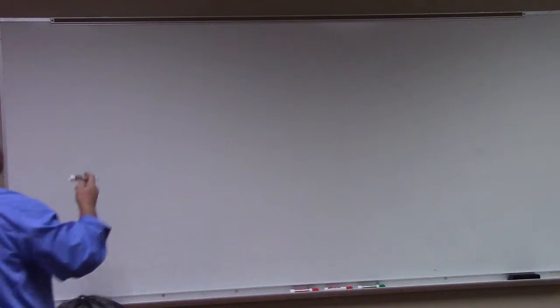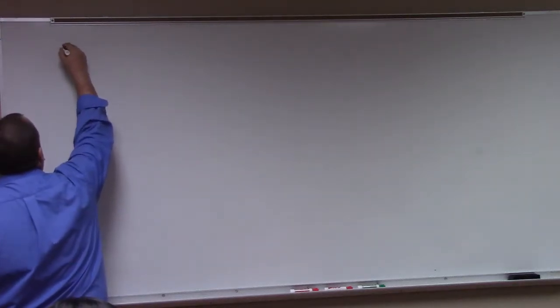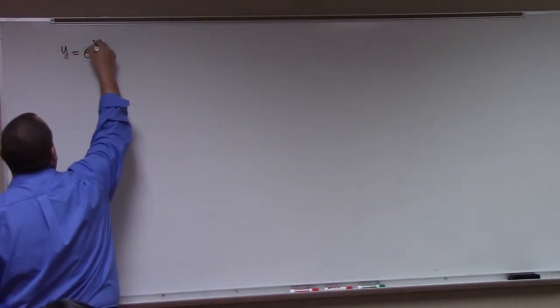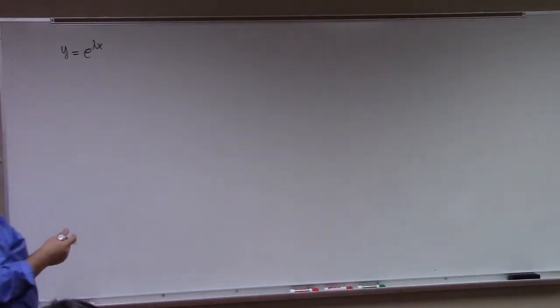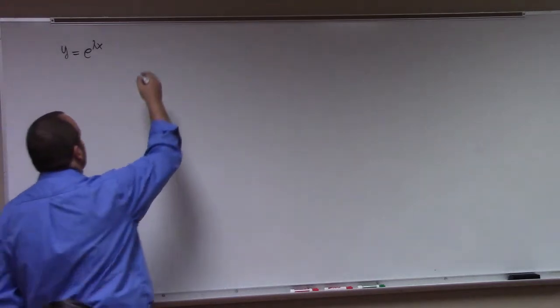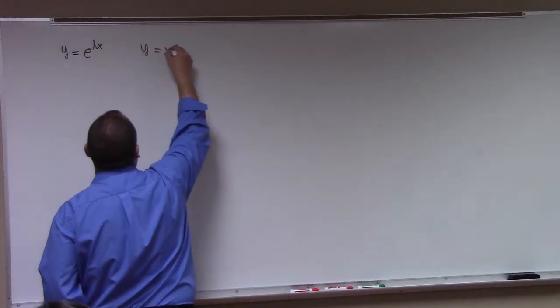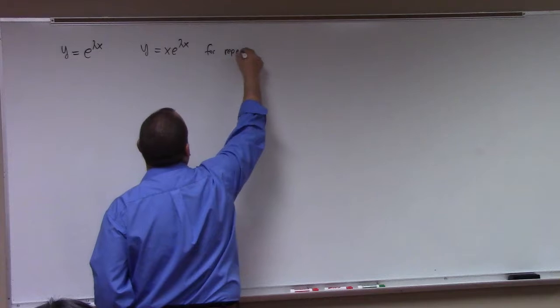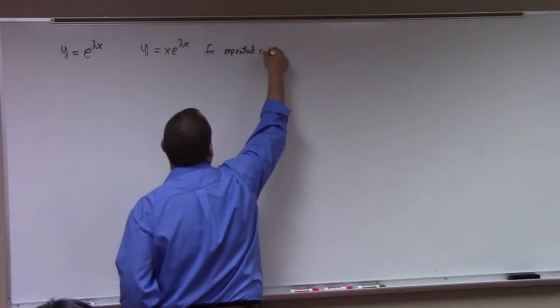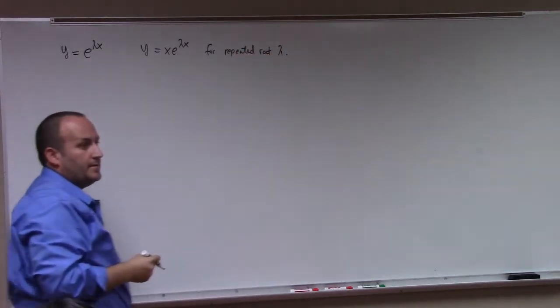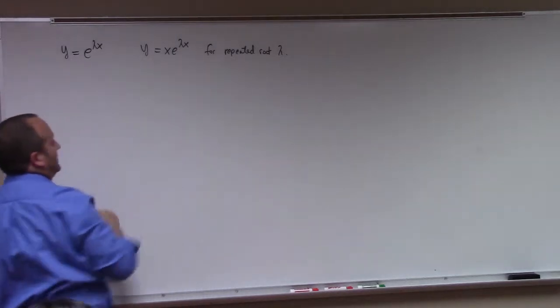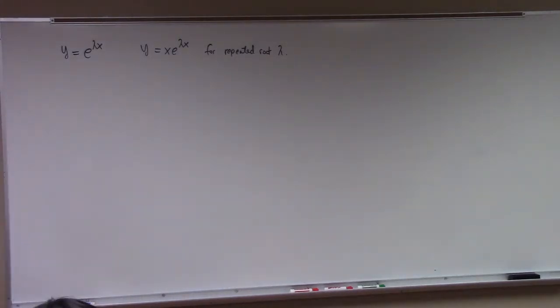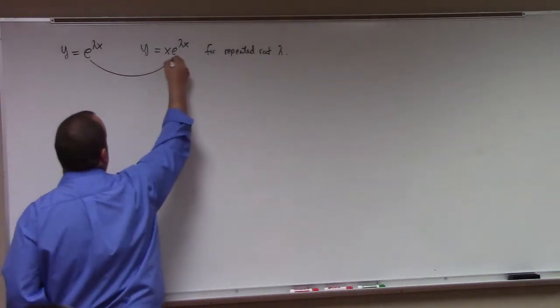And so here it is. We have already looked at y equals e to the lambda x, right? That's a solution for the constant coefficient problem. What happens if lambda is repeated? What's the solution? y equals x e to the lambda x for repeated root lambda, yeah? How is this and that related? How can we get from here to here?